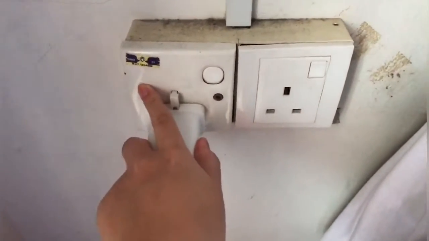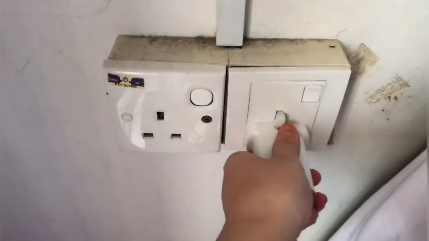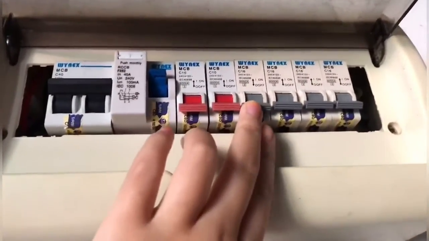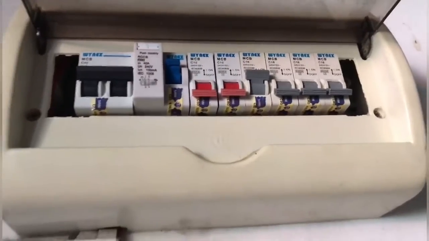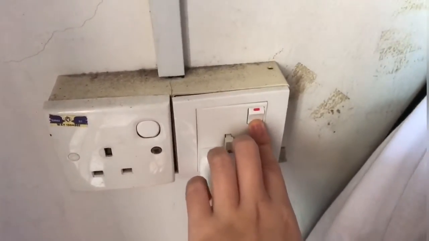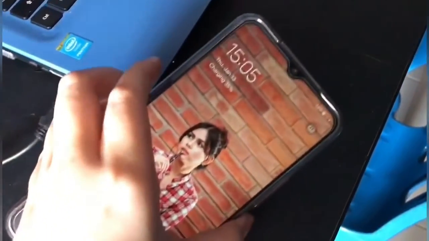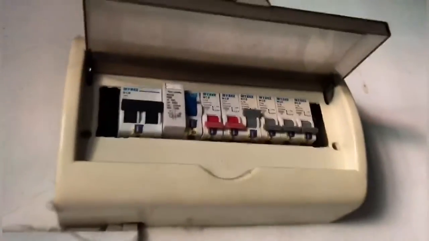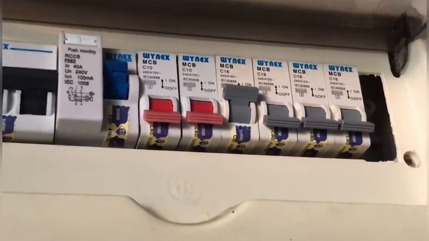Let's try with socket number 2. I will switch on MCB number 3, switch on socket number 2, and my phone is connected to the charger. So here we can see that socket number 1 and number 2 are connected with MCB number 3.